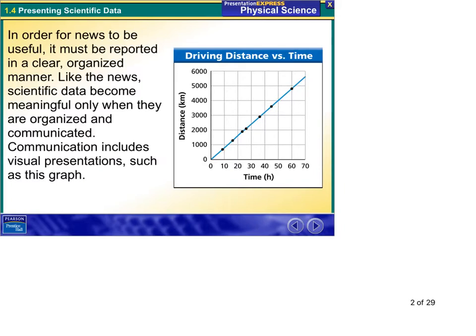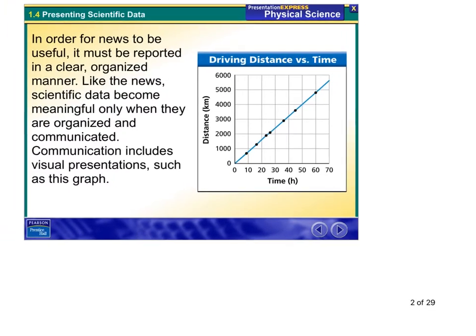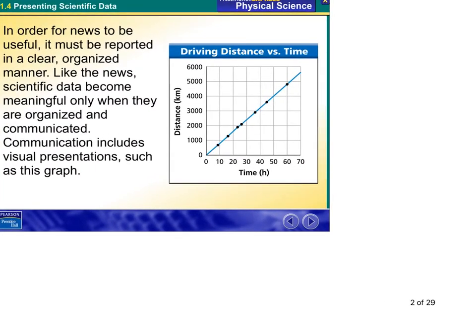Today we are looking at section 1.4, presenting scientific data. In order for news to be useful, it must be reported in a clear, organized manner. Just like the news, scientific data becomes meaningful only when it's organized and communicated. Communications will include visual presentations, such as graphs, like this one.